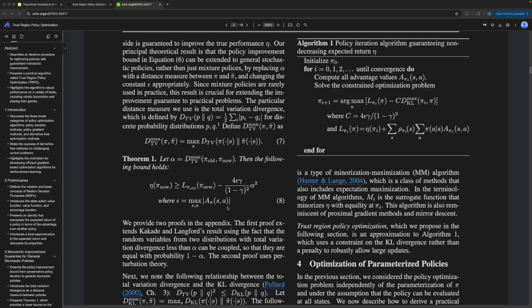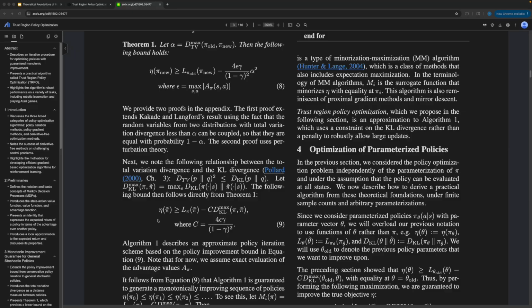So if the policies do not vary a lot, and this particular epsilon is also small, we can show that the L is a lower bound on eta, and since this is a lower bound, improving L would lead to improving eta, which would give you one particular way of finding a policy iteration algorithm.